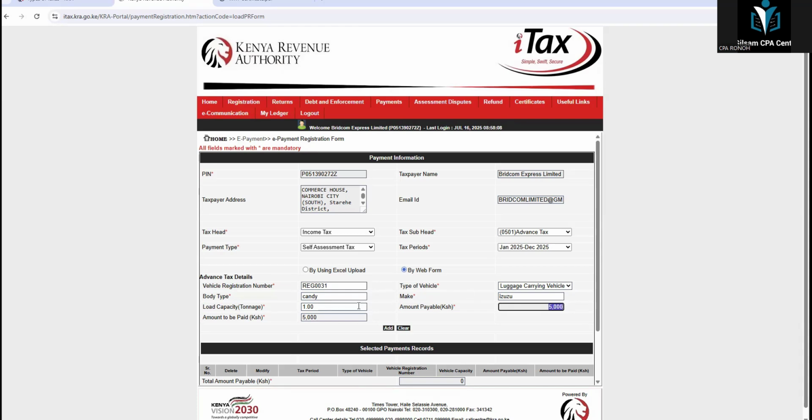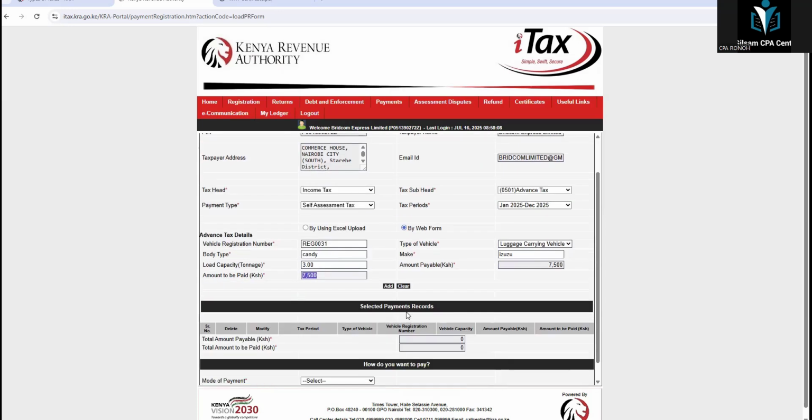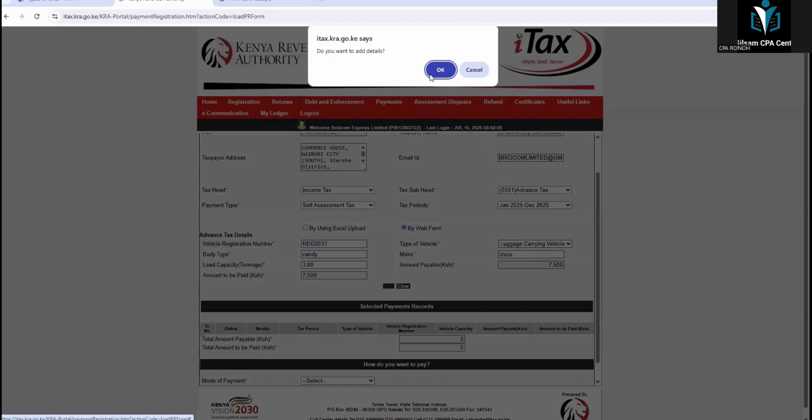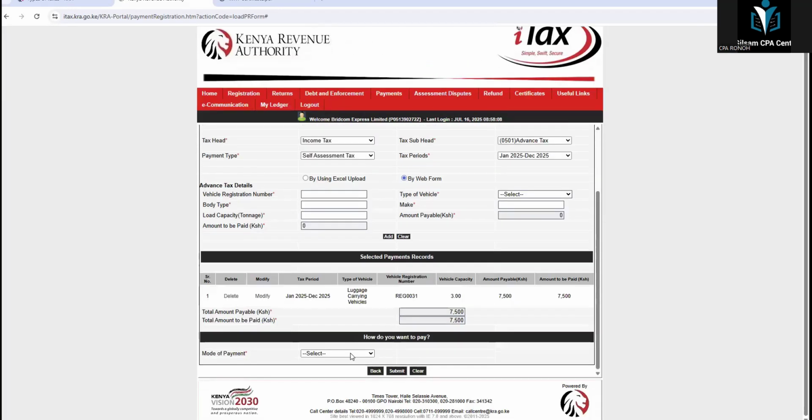Then what about if it is 3 tonnage? If it is 3 tonnage, you can see it will pick 7,500, not 5,000. So they have taken 3 multiplied by 2,500 to get 7,500. So once you do that, you just need to click add and then select other mode of payment and submit. So that is it for paying advance tax.